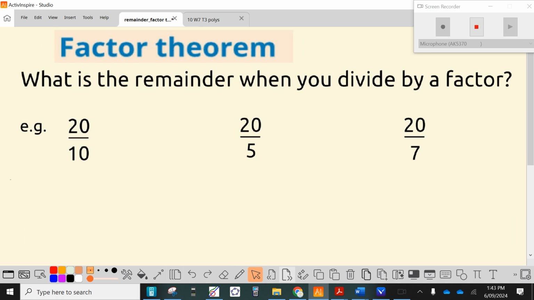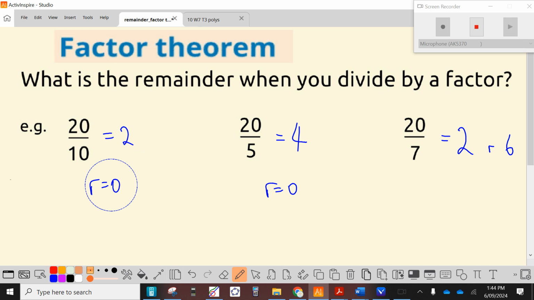Now, that ties into the factor theorem. So what do you get as a remainder when you have a factor? If I've got 20 divided by 10, 10 being a factor, I end up with 2. There is no remainder. 5 is a factor of 20. I end up with 4, no remainder. Over here, 7 into 20 goes 7 2s are 14, with 6 left over, we do have a remainder. So we get a 0 remainder as we have here and as we have here if in fact we divide by a factor.